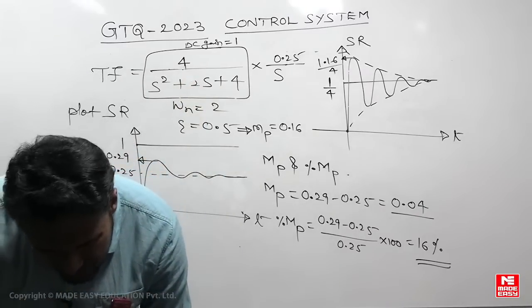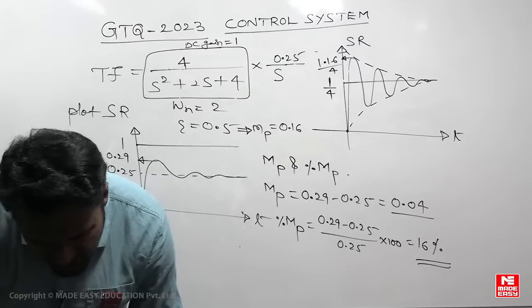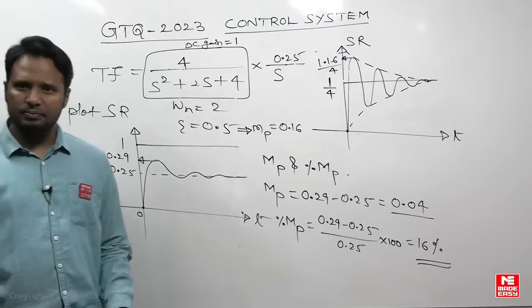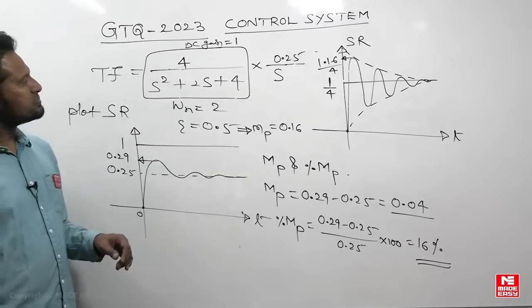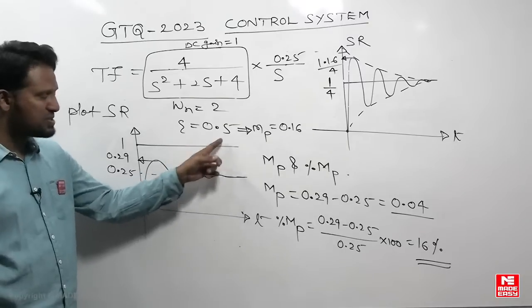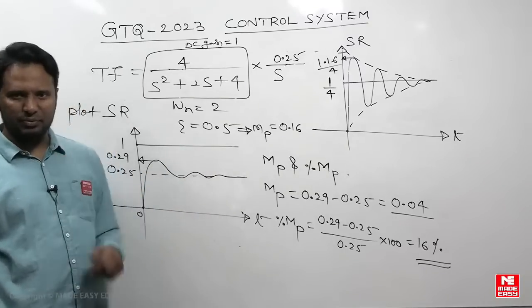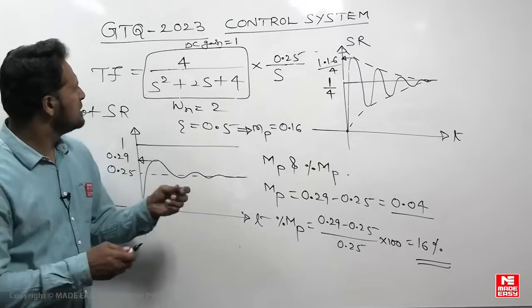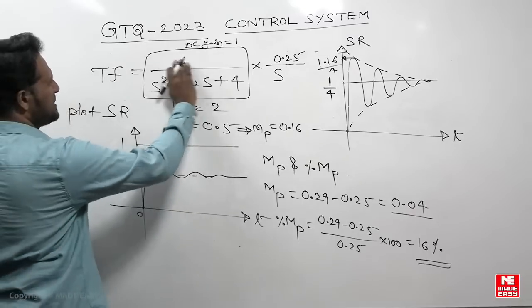Yeah, that's good. Yeah, steady state error is 0.75. You're right. Bilkul sahi hai. Steady state error 0.75. Agar sawal aap pooch rahe hain ki what is steady state error, obviously 0.75. Ye tha na apna transfer function.